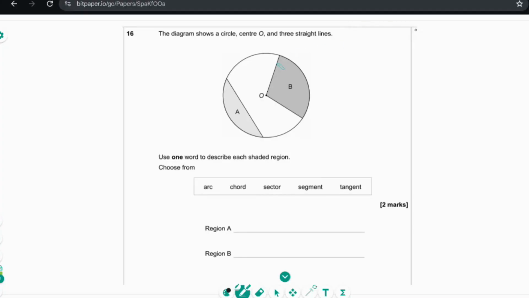The diagram shows a circle centre O and 3 straight lines. Use one word to describe each shaded region. Region A is a segment. Region B is a sector. An arc would be part of your circumference, so more like this. A chord is this, that's a chord. And a tangent would be a straight line touching your circle.